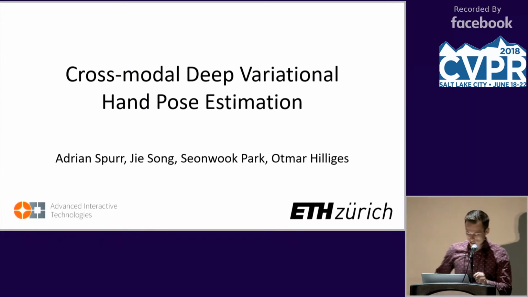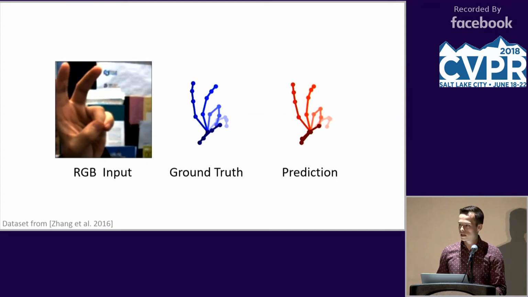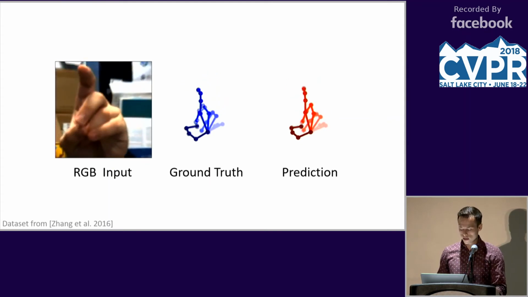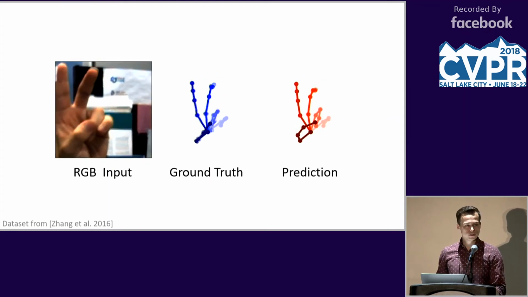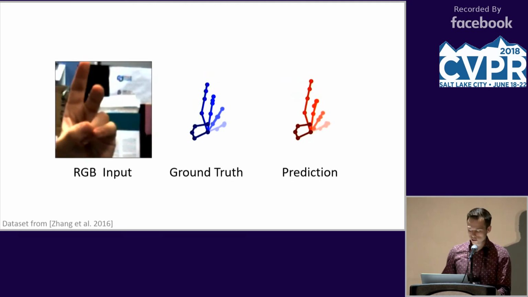Hi, my name is Adrian Spurr. I'm from the Advanced Interactive Technologies group at ETH Zurich, and today I'd like to present our work on 3D hand pose estimation. So what's the problem our paper tackles? Given a monocular RGB image of the hand, shown on the left, we would like to infer its 3D joint configuration. Here ground truth is shown in the middle, and our prediction is shown on the right.